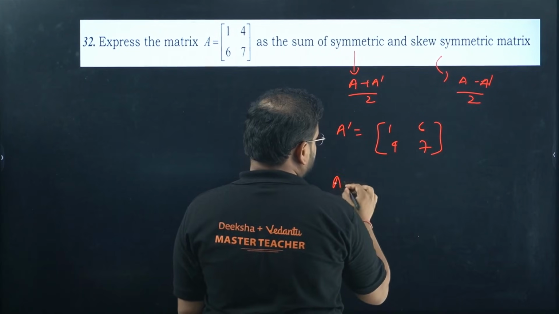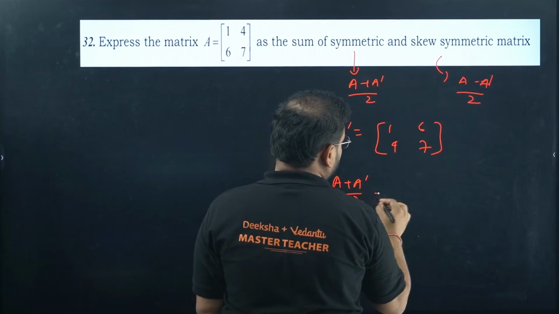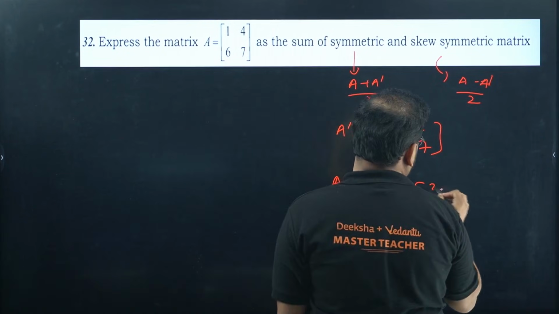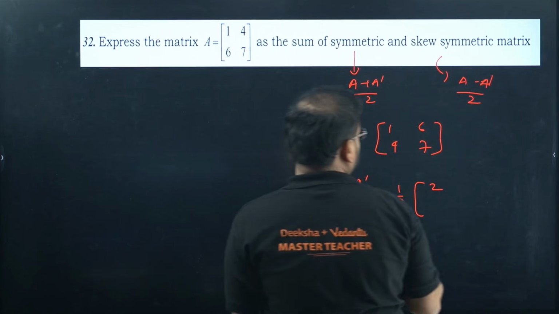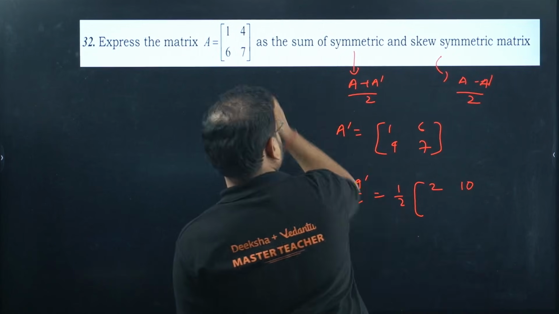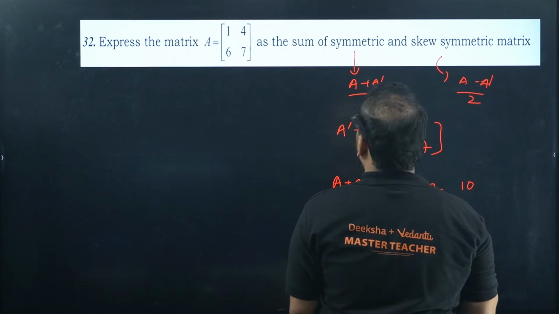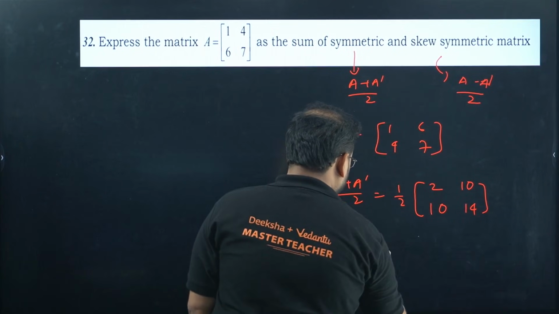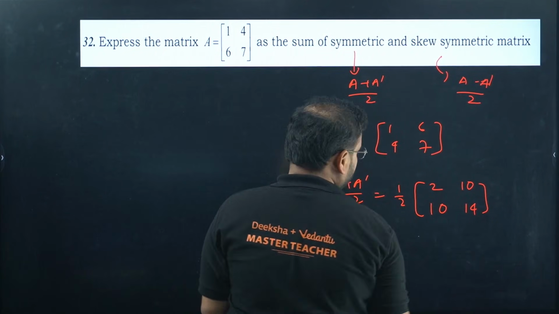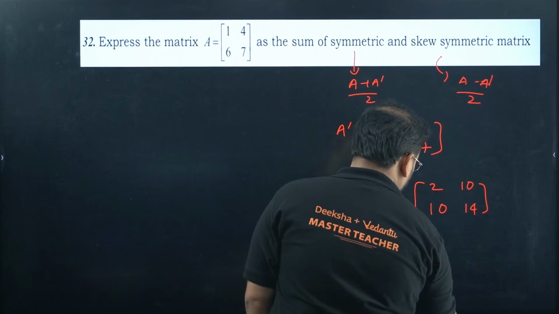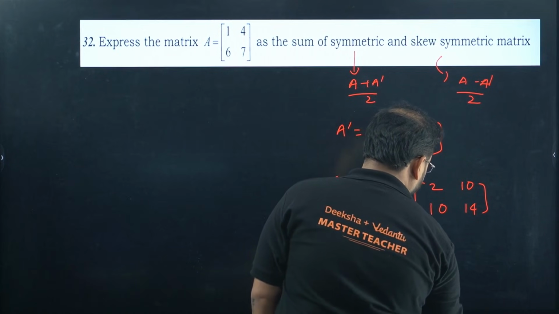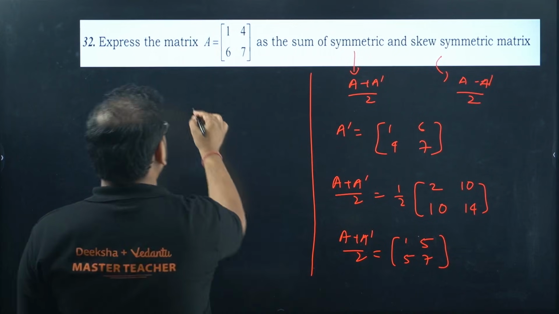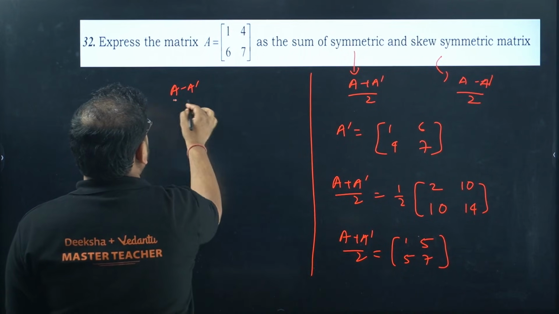Let's find A plus A transpose by 2. So keep 1 by 2 outside. Add: 1 plus 1 is 2, and 6 plus 4 is 10, 4 plus 6 is also 10, and 7 plus 7 is 14. So A plus A dash by 2 will be 1, 5, 5 and 7. Next is A minus A dash by 2.